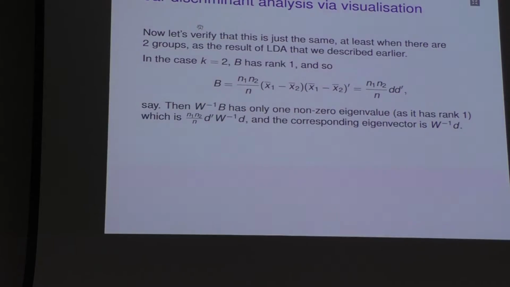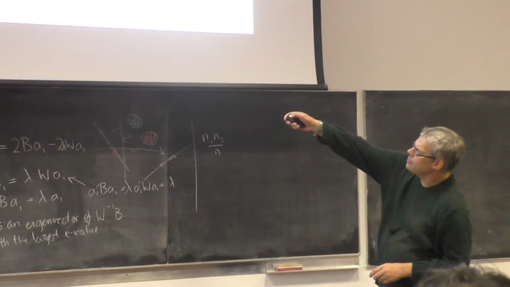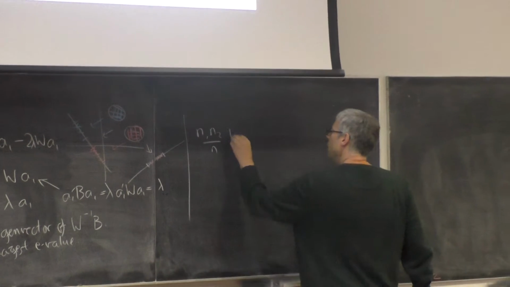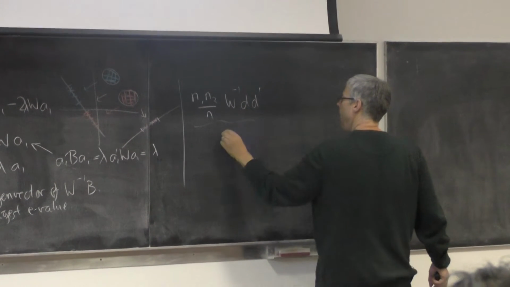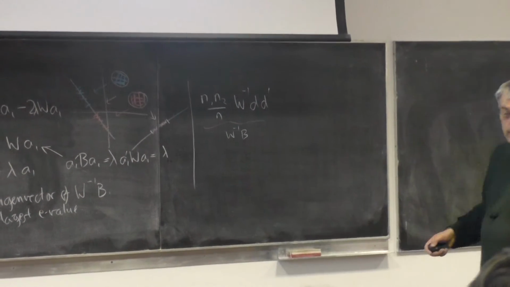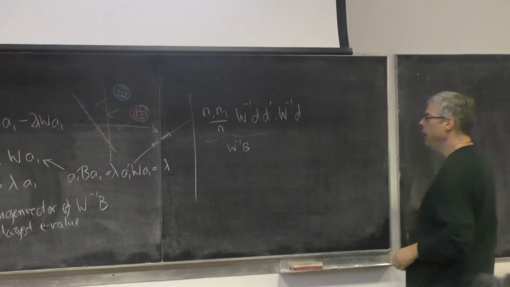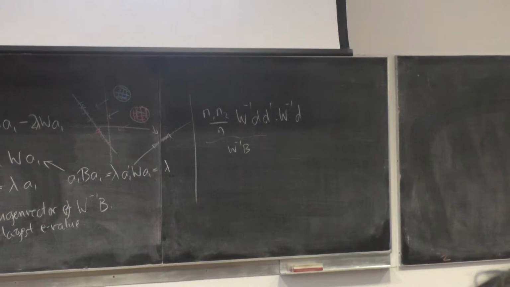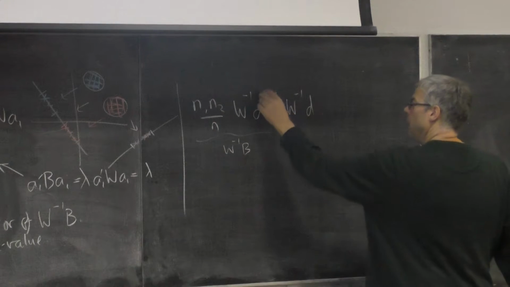So W inverse times B is N1 N2 over N, that comes from there, times W inverse D dash. So that's W inverse times B. And if I multiply this by W inverse D, I can notice that this part here is a 1 by P matrix times a P by P times a P by 1. So this thing is just a number, that part.